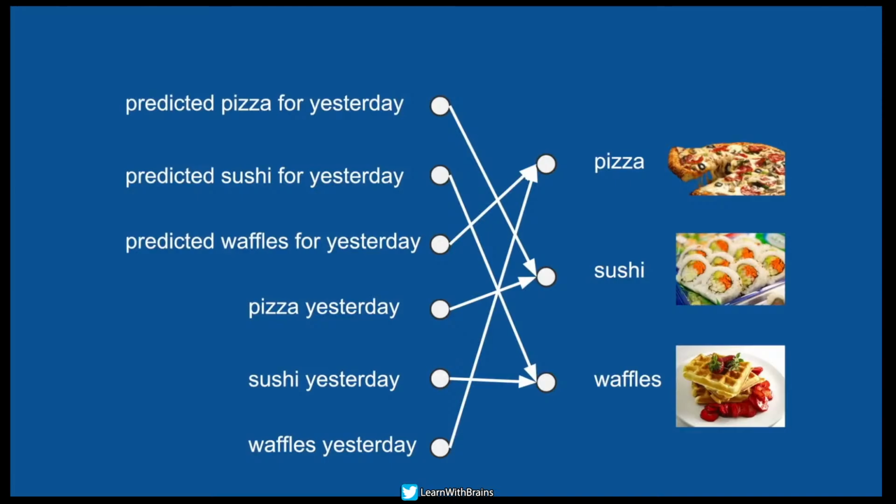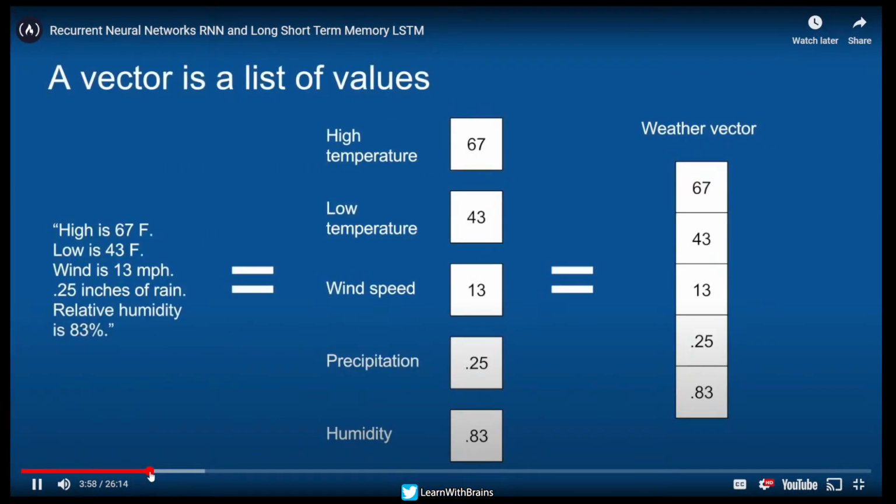The wind's 13 miles an hour, there's going to be a 1/4 inch of rain, and the relative humidity is 83%. That's all a vector is.